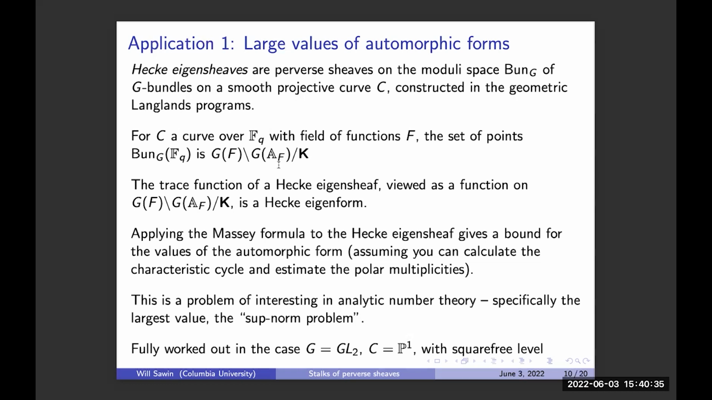And so this is exactly the kind of double coset construction that you can use to make modular curves in number theory, and Shimura varieties and other spaces which automorphic forms live on. And so the trace function of a Hecke eigensheaf gives you an automorphic form, and justifying the name, it's in fact a Hecke eigenform.